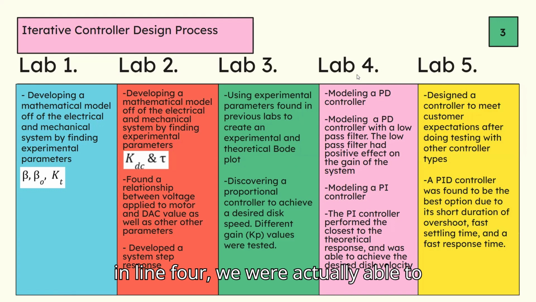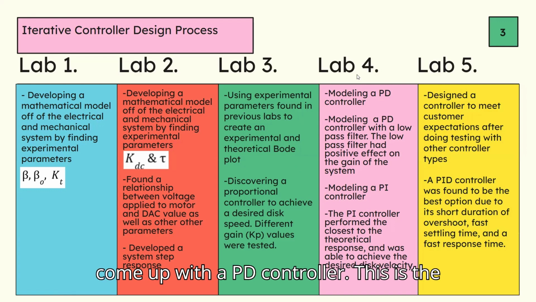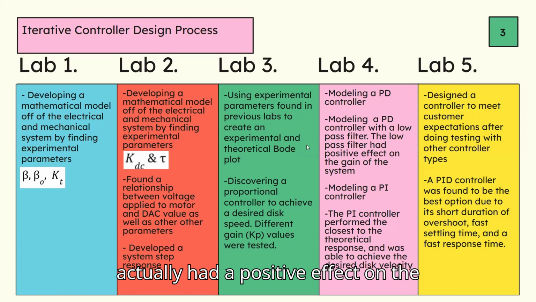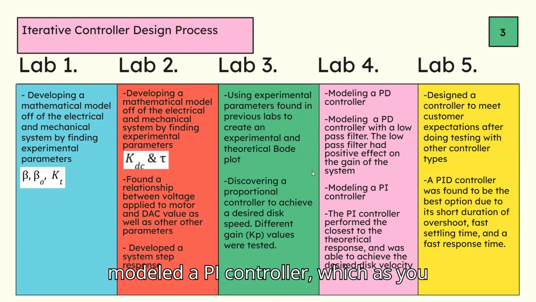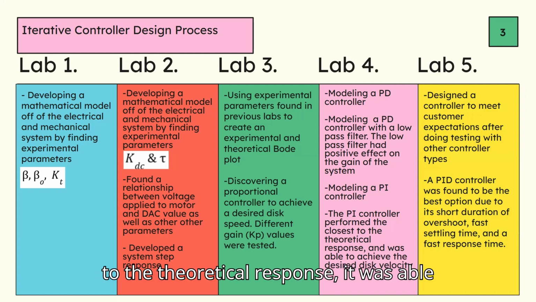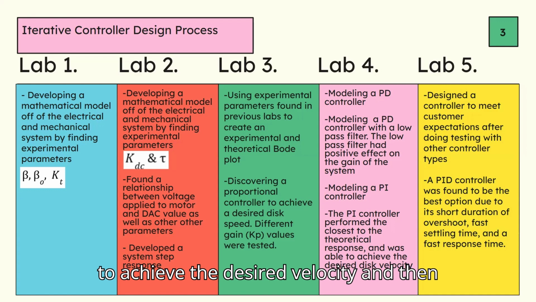In lab four, we were able to come up with a PD controller. This is the first type of controller that we were testing. For this filter, we tested a low pass filter, and it actually had a positive effect on the gain of the system. Then we also modeled a PI controller, which, as you might know, is a proportional integral controller, and it performed the closest to the theoretical response. It was able to achieve the desired velocity.